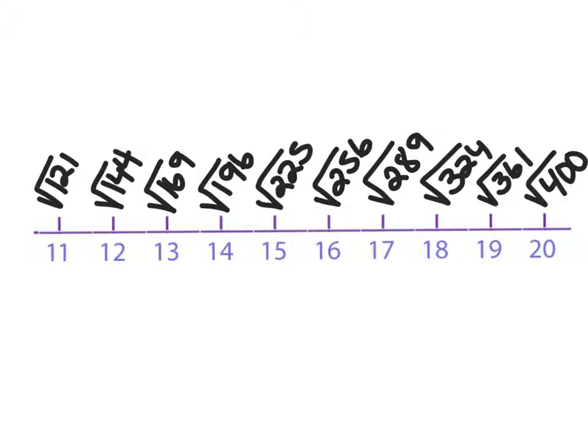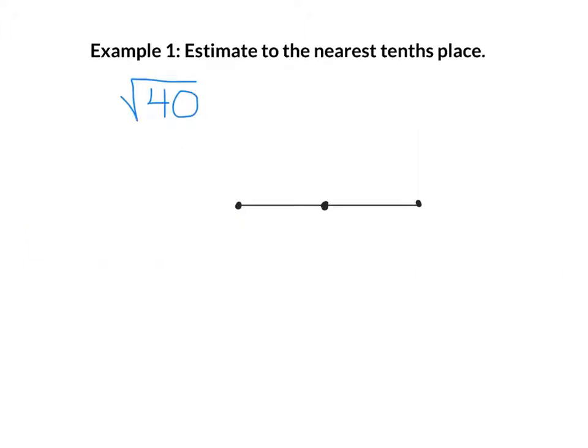These number lines will be valuable resources throughout this lesson and the next. Example 1. Estimate the square root of 40 to the nearest tenths place. Remember, the nearest tenths place is one digit after the decimal point. What two squared numbers is the square root of 40 between?